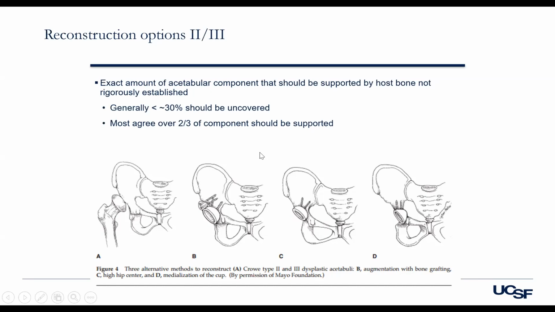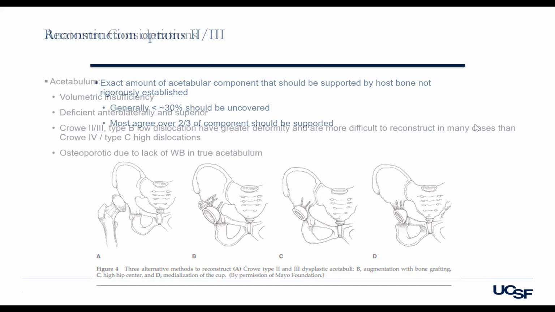In general, you want less than 30% of that lateral lip uncovered, and about 2/3 of the component supported, but you can push that even less with revision components.